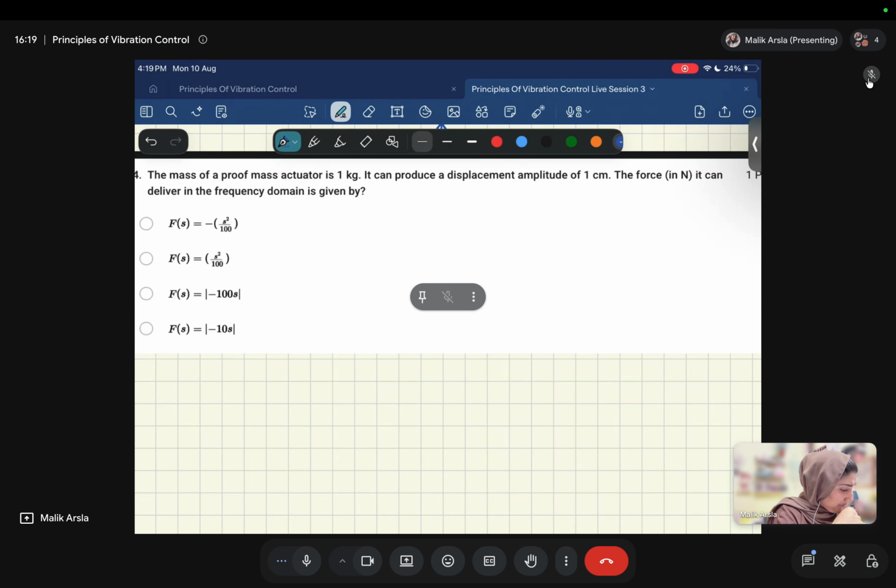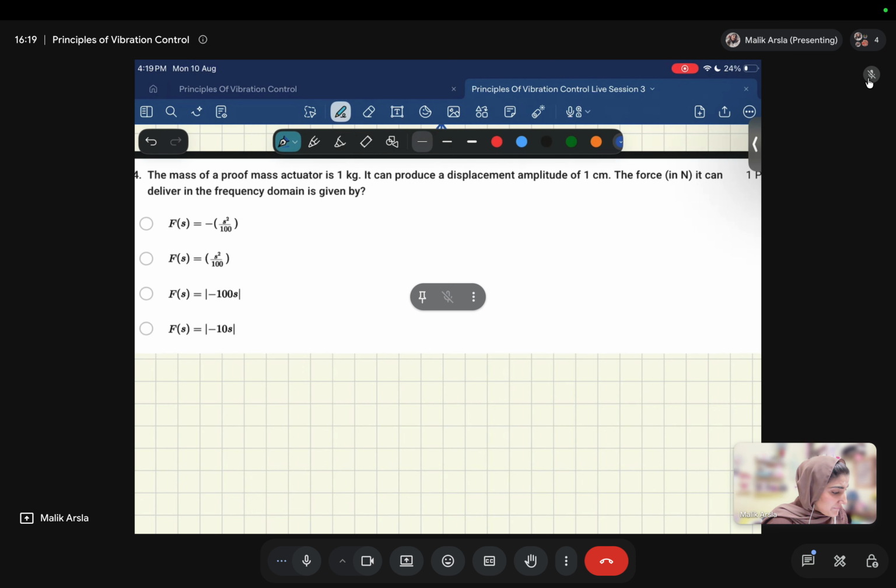So coming to the fourth question, the mass of a proof mass actuator is 1 kg. It can produce a displacement amplitude of 1 centimeter. The force in Newton it can deliver in the frequency domain is given by. A proof mass actuator is also another type of vibration absorber, you can say.